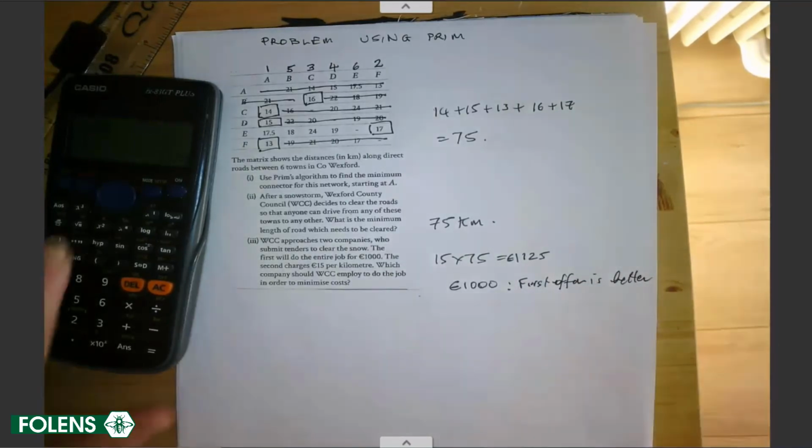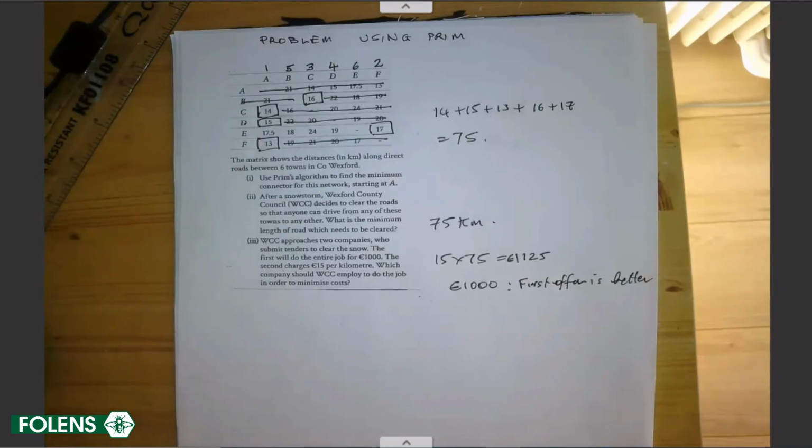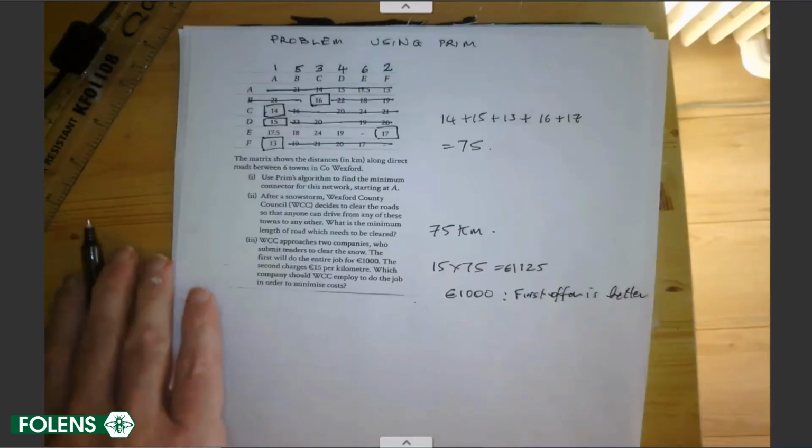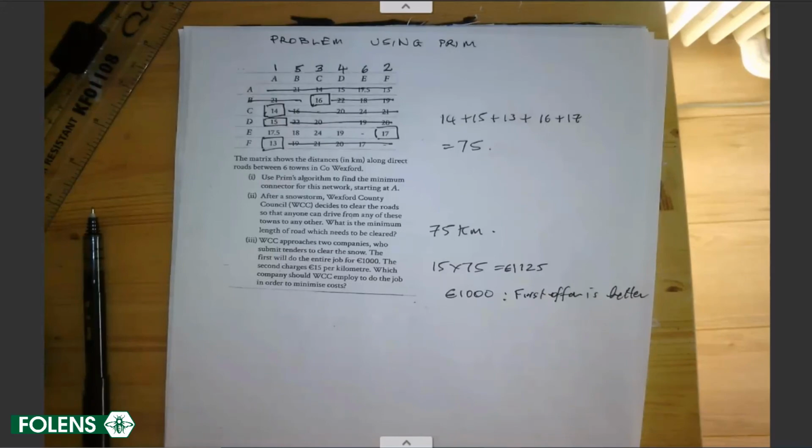The first offer of 1,000 is better, because 1125 is a bit too much for the Wexford County Council to spend. So that is Kruskal's algorithm and Prim's algorithm put to very good use in Ireland. Thank you.